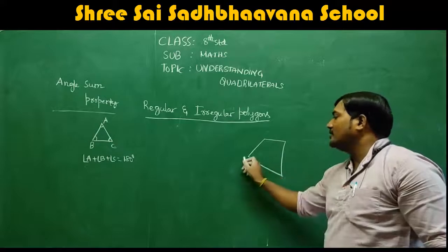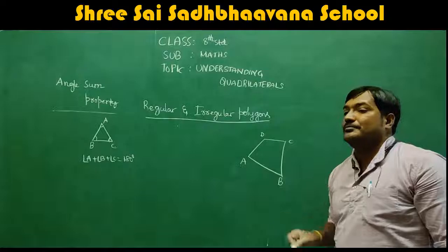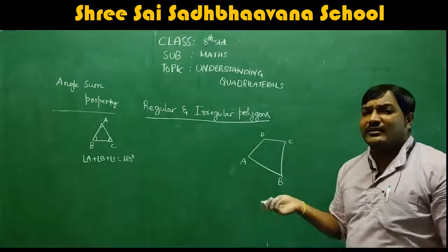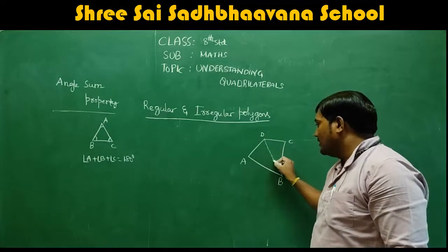Okay, you take this as a quadrilateral and name it ABCD. We can name this quadrilateral as ABCD. You can name it with any other letters, but usually we name it ABCD, the familiar vertices way.